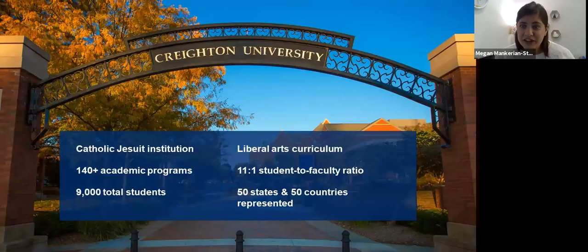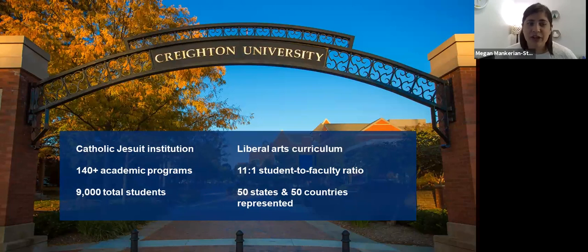We are a Catholic Jesuit institution. That's where we were founded. We have a beautiful church in the middle of campus, but you don't have to be Catholic to come to Creighton. In fact, we have students from every single faith background that come here. We have about 9,000 students total on campus that come from all 50 states of the US and about 50 countries of the world.